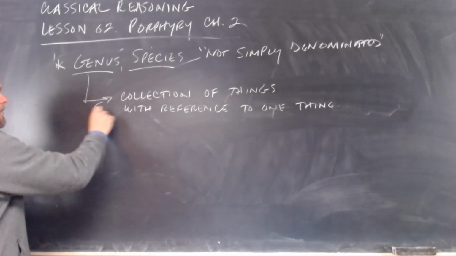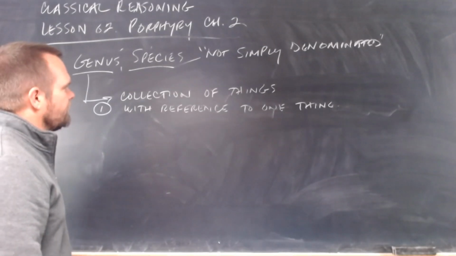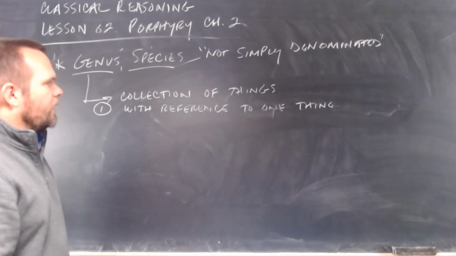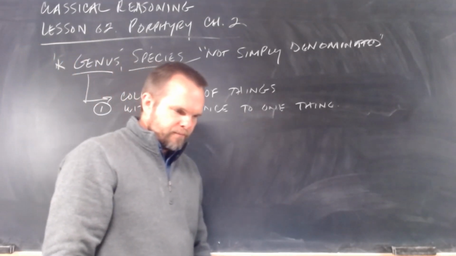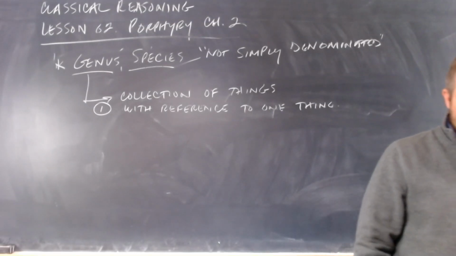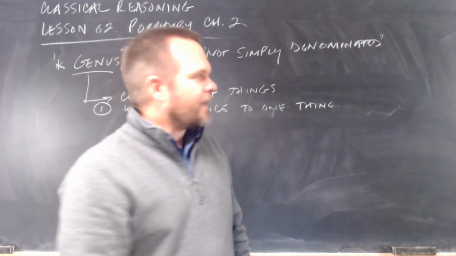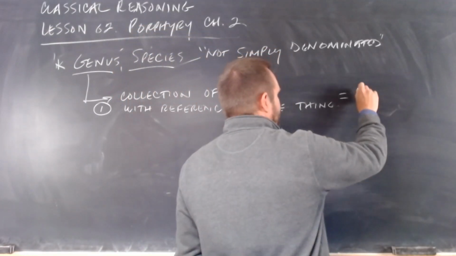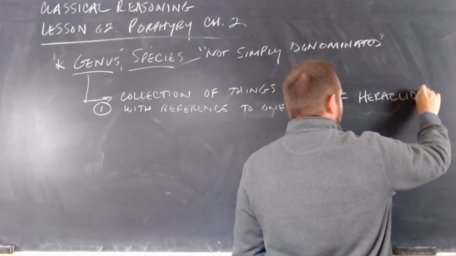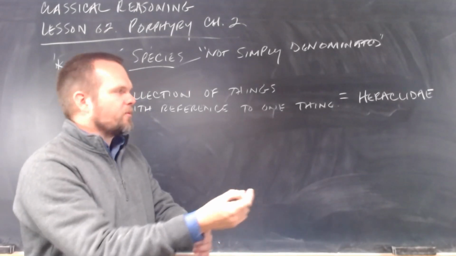The first definition of genus, the first way that genus is used is to refer to a collection of things with reference to one thing. In other words, they have some connection to each other, some relationship. And he gives us an example. The Heraclidae. An example of this is the Heraclidae. And you have no idea what this means. I know that. It's my job to explain it.